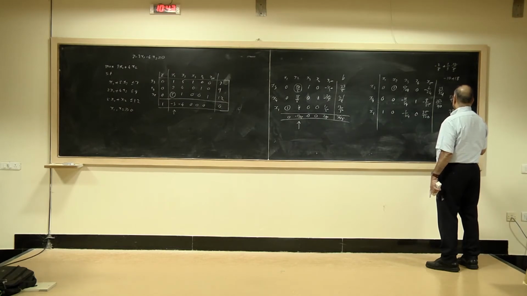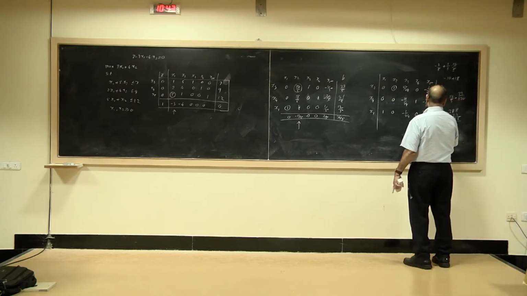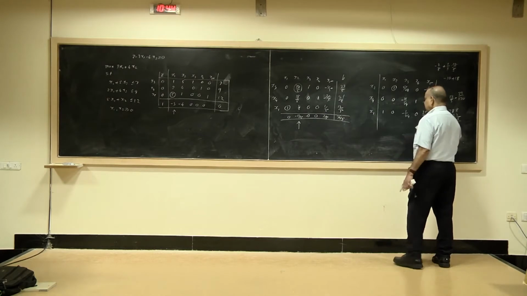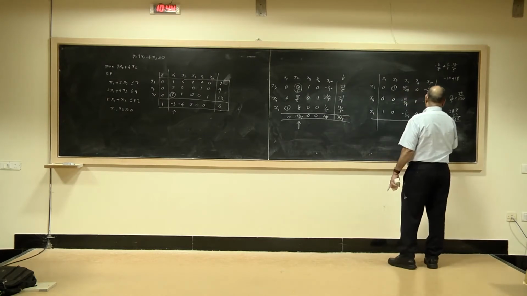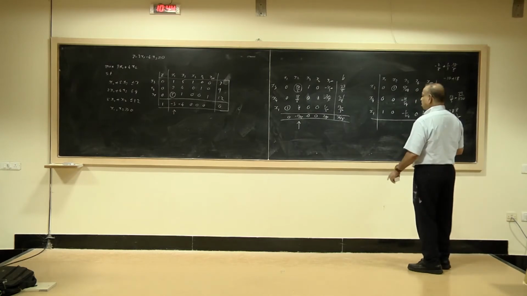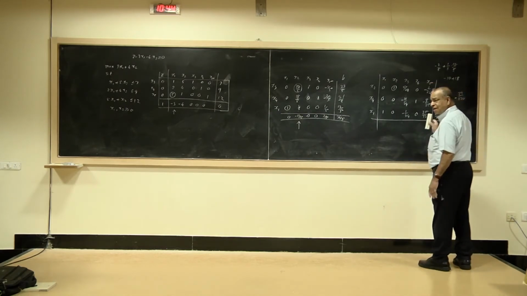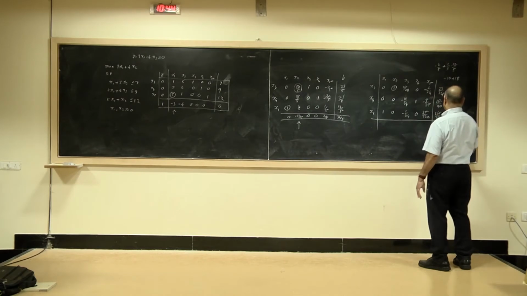Correct, minus 265 over 120. Plus 8 by 25. Huh? Plus 8 by 25. Second row, yeah. Second row. Oh. Plus 8 by 25. Plus? Plus 8 by 25. Plus 8 by 25. Okay.